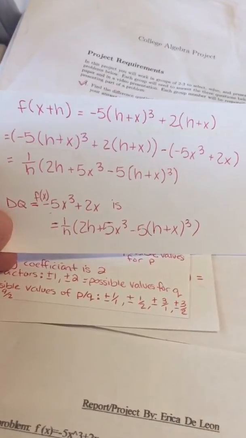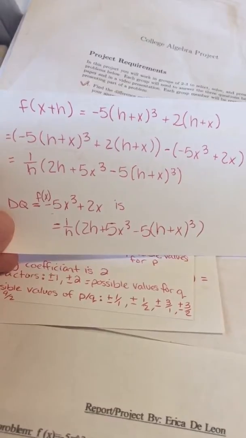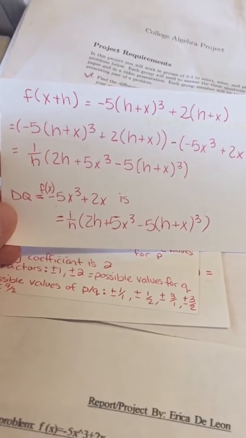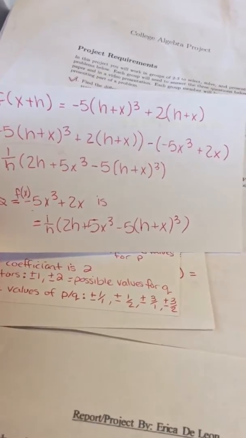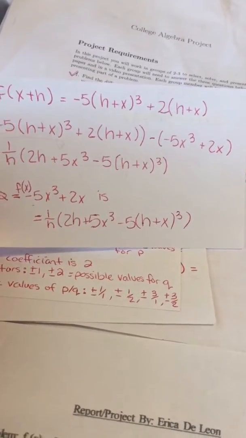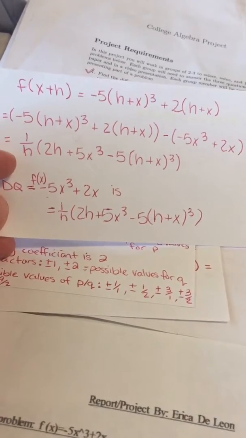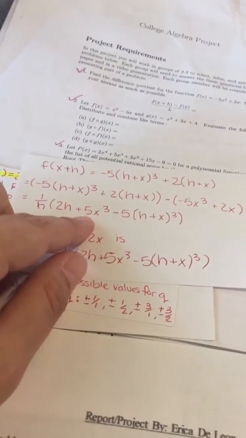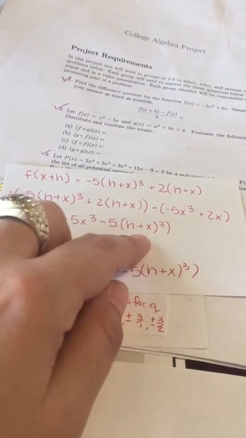Then from there you have the parentheses. Inside is that whole problem there, the minus 5 parentheses x plus h, close parentheses to the third plus 2 parentheses x plus h close parentheses, minus, and then you have that same problem, negative 5x to the third plus 2x. Then you're going to put 1 over h.